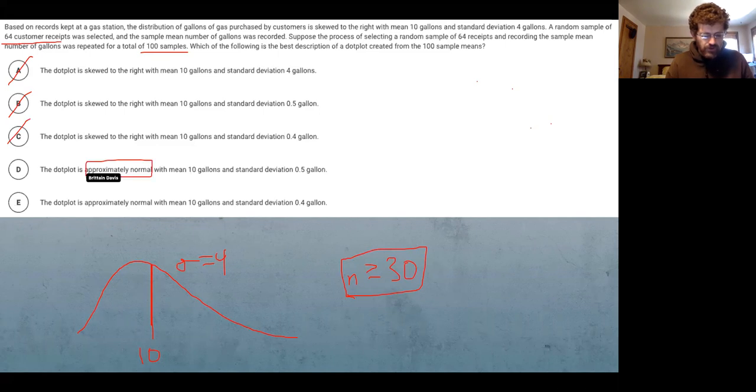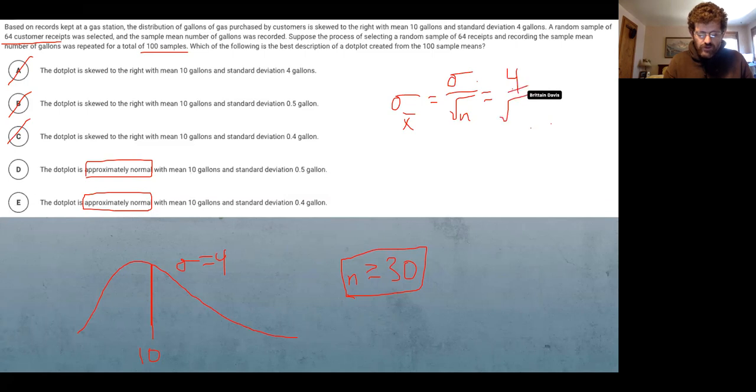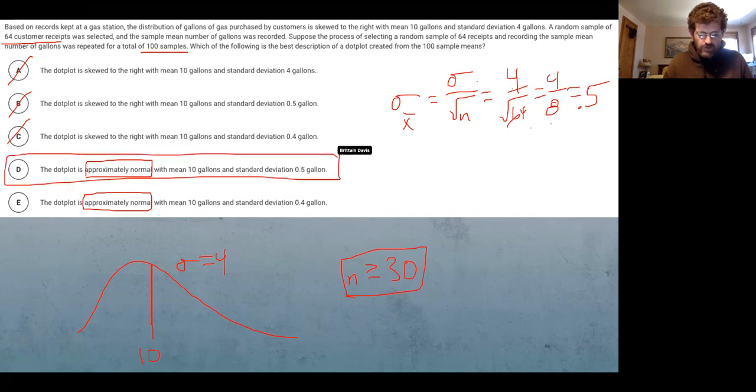Now we just need to determine what the standard deviation of this is going to be. And the standard deviation for our means is going to be the population standard deviation divided by the square root of n. So that's 4 divided by the square root of 64. 4 divided by 8 is 0.5. And there it is. The mean doesn't change, of course, so we're good with that.